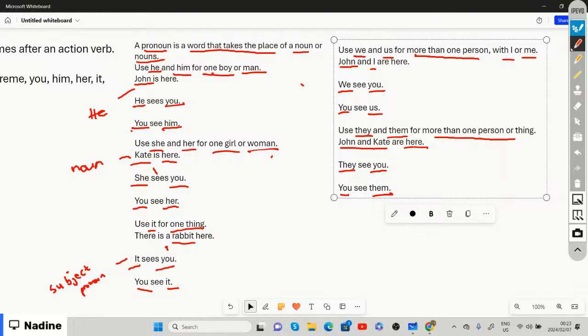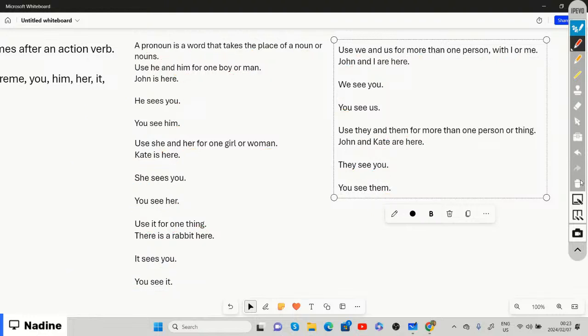So we see that when it comes to personal pronouns, we have a subject pronoun and we have an object pronoun. The subject pronoun comes at the beginning of the sentence, and the object pronoun comes after an action verb.